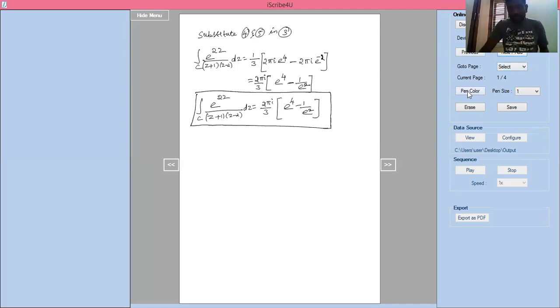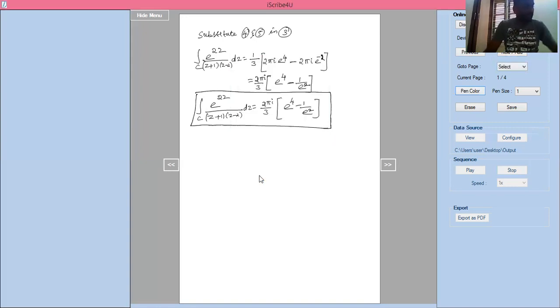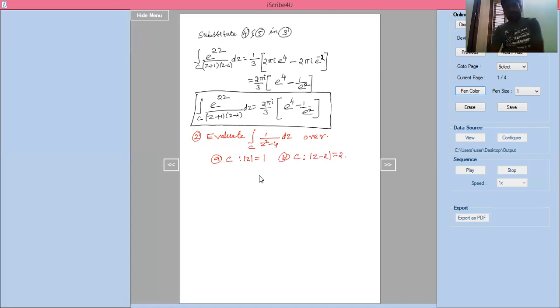Next question. Evaluate the integration over C of 1 divided by z square minus 4 into dz, where first, C is modulus of z equal to 1, and second, C is modulus of z minus 2 equal to 2. Right, solution.